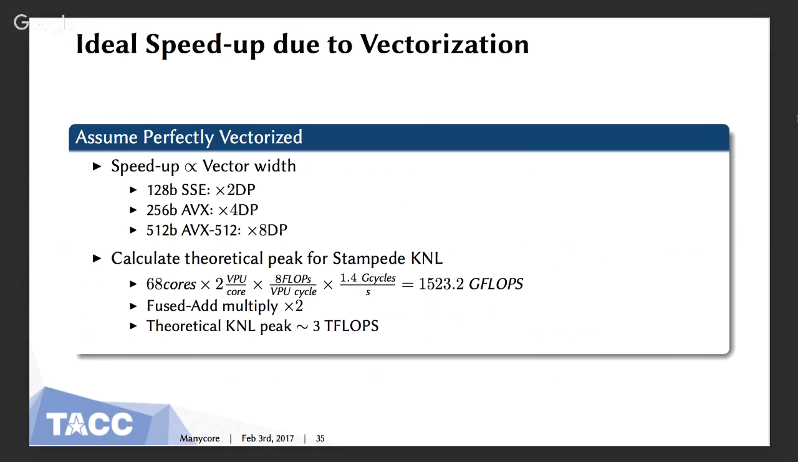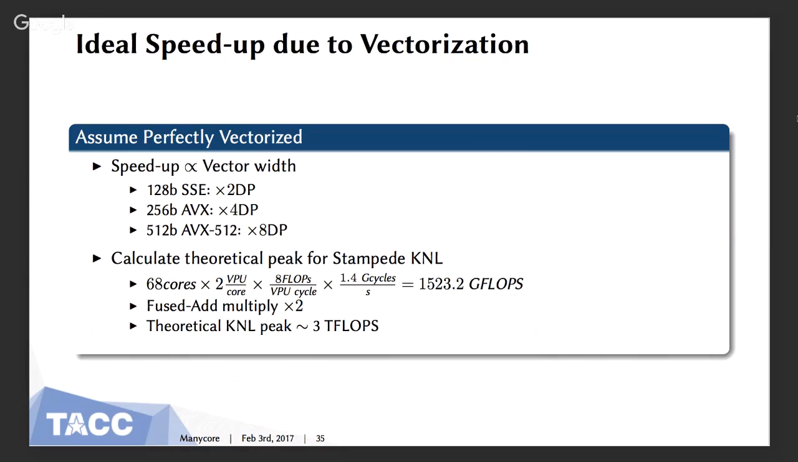So let's just calculate the theoretical peak for Stampede KNLs. We've got 68 cores on there. Another wrinkle is that each core actually has 2 what they call vector processing units. That is 2 units that are able to operate on data that's in these vector registers, and it can do it simultaneously. 8 flops are being performed per VPU cycle. And then I multiply that times 1.4 billion cycles per second, which is the nominal speed for these processors. And then I end up with about 1,500 gigaflops.